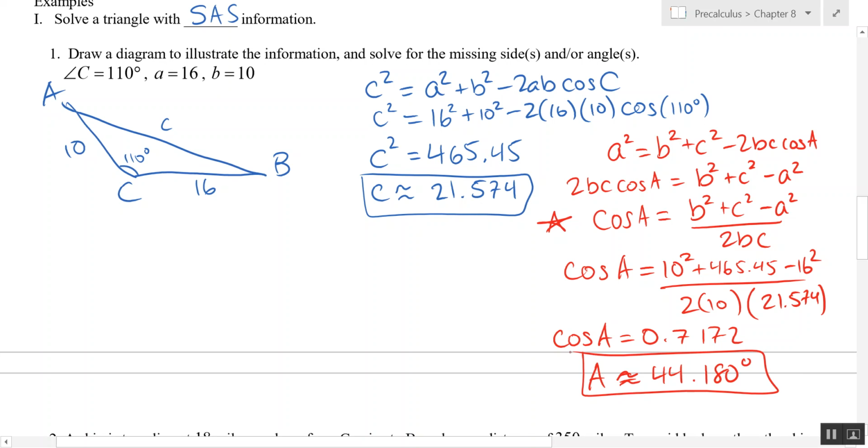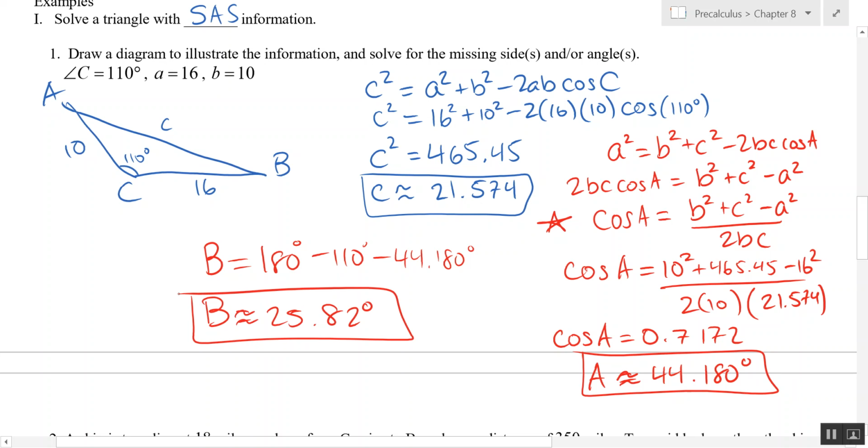So we've got A. We have one missing angle, angle B, and we can use the fact that the interior angles of a triangle sum to 180 degrees. So we can say angle B is equal to 180 minus 110 minus 44.180. And this gives angle B approximately equal to 25.82 degrees. And we've solved our triangle.